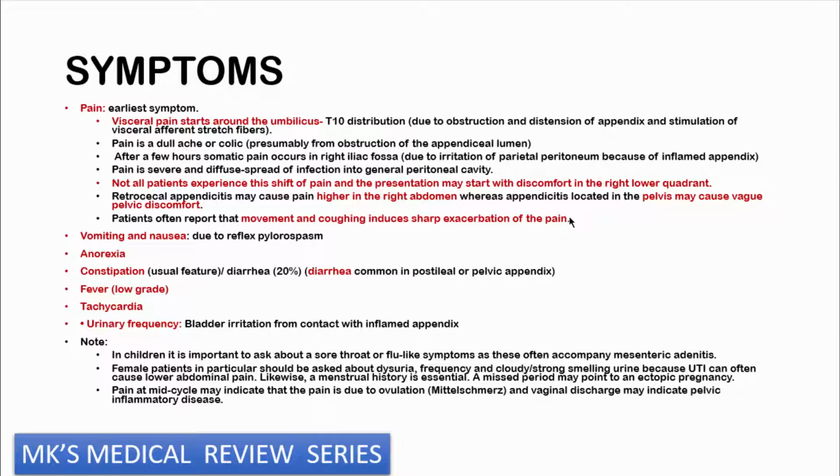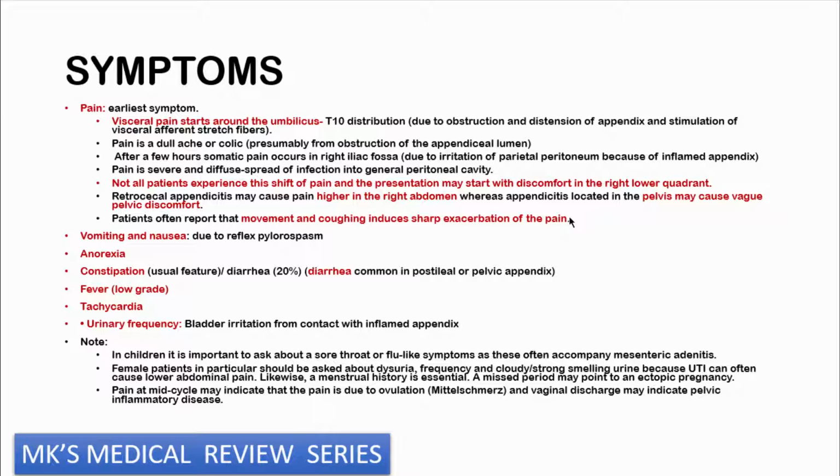Not all patients may experience the shift of the pain, and they may just present with discomfort in the right lower quadrant. In retroperitoneal or retrocecal appendicitis, the pain may actually be much higher in the right abdomen. Even in appendicitis located in the pelvis, they may have vague pelvic discomfort, which may often be confused with pelvic inflammatory disease in women of reproductive age.